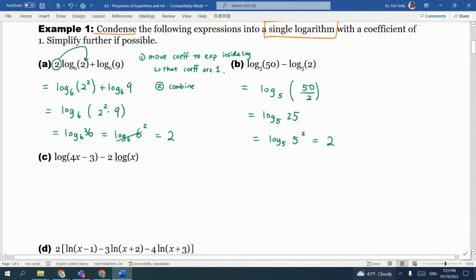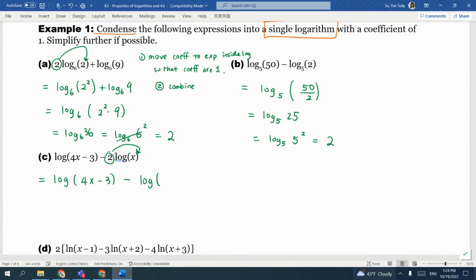Okay, keep going. Part C, check. Are all the coefficients 1? No. So we want to move this coefficient up there. So we have log, and by the way, if we see log, that means the base is 10. Very good. So log of (4x minus 3) minus log of x squared. Yes, everybody?